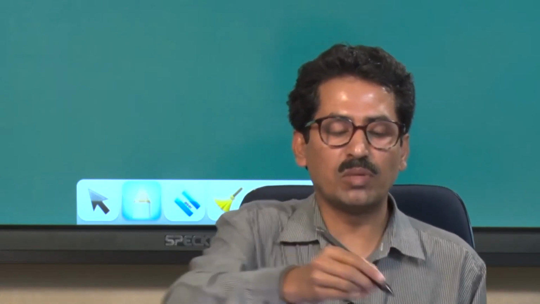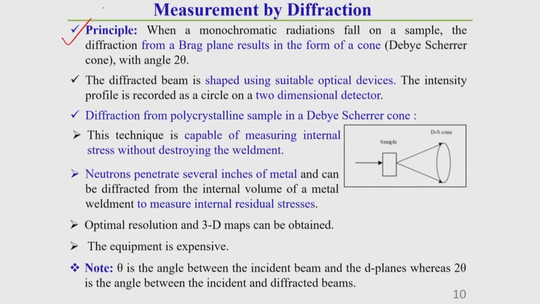So, the principle of this technique is, when a monochromatic radiation falls on a sample, then the diffraction from a Bragg plane results in the form of a cone. You see, let this be a Bragg plane. Let this be a monochromatic incident neutron ray falling on this Bragg plane. Then after diffraction, whatever the shape of the diffracted beam is, it is shaped like a cone.